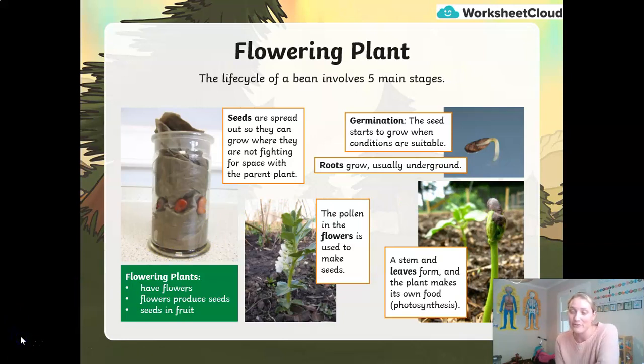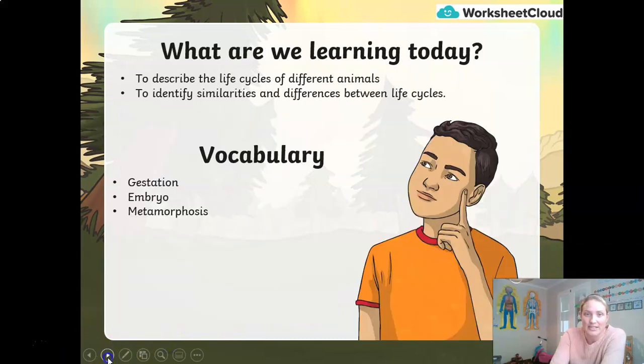So now that we have recapped our understanding of the life cycle of a flowering plant, let's look at what we're going to learn today. Today we are going to describe the life cycles of different animals from different classes of animals. I'm going right the way back to the things that we did a few weeks ago now, where we looked at mammals and vertebrates and invertebrates and so on. And we are also going to identify the similarities and differences certain species' life cycles have.